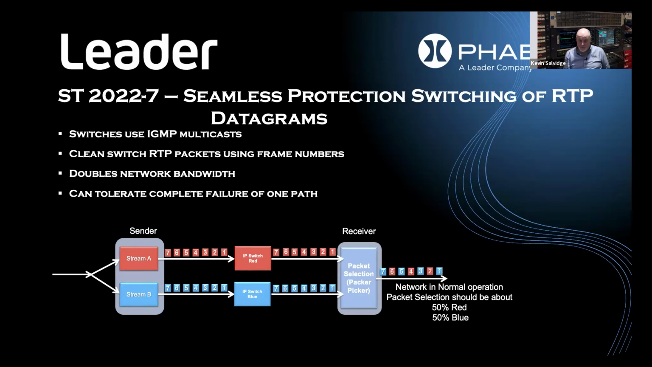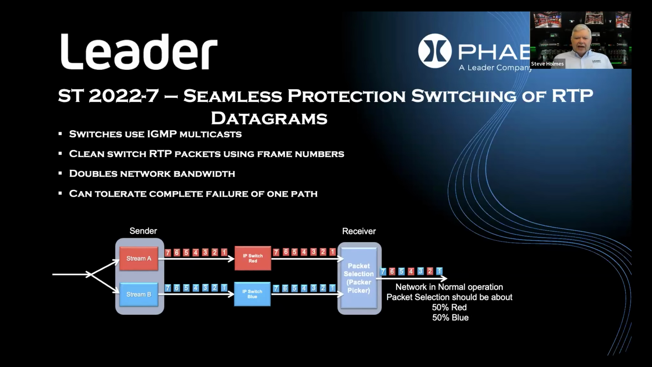So here we have an example where we've got our sender, and it's a -7 capable sender. So it's creating two streams, our red and our blue, which are going out into our red and blue networks. And then we have our RTP receiver. And the great term, I love it, the packet picker, Steve. I really like that expression, which basically selects the first packet that arrives and then creates a single stream.